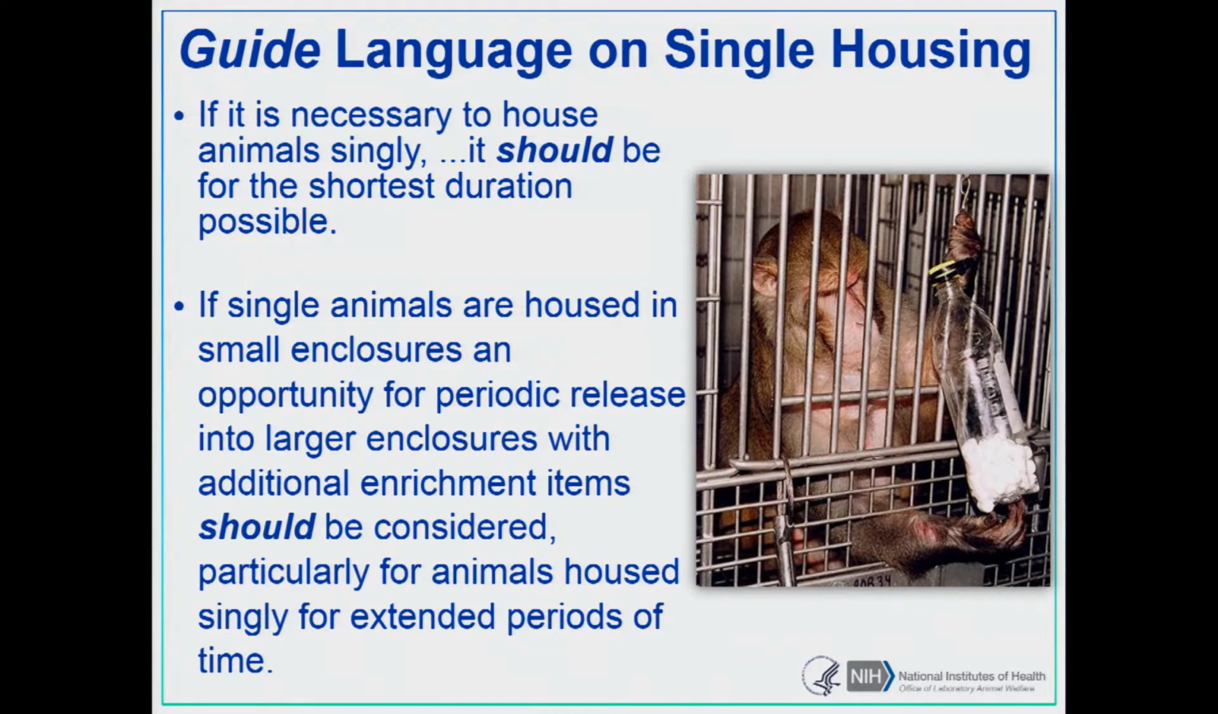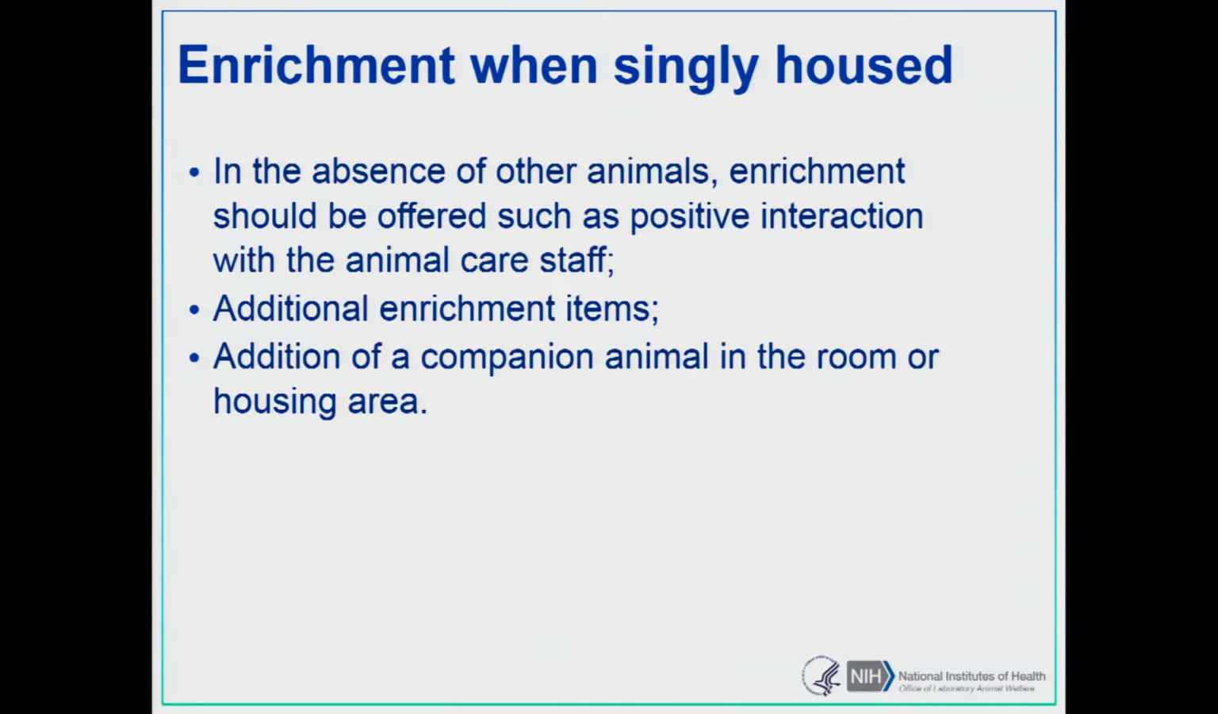So, if it is necessary to house animals singly, the guide gives some suggestions. The shortest duration possible. If they're going to be in a small enclosure, give them a chance to get out and move around in a bigger enclosure. Consider having them housed singly for periods of time when they have to be, and then put them into pair housing for extended periods wherever you can make it work, and offer additional enrichment items. These are all part of what the guide is suggesting on how you can still do right by the animal when you do have to singly house them for specific purposes.